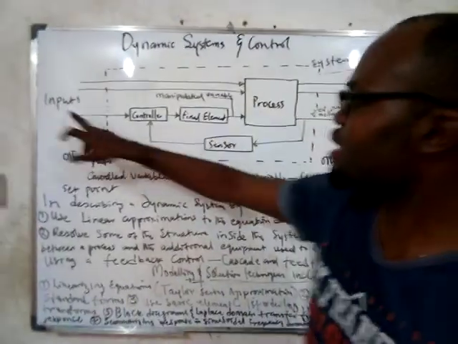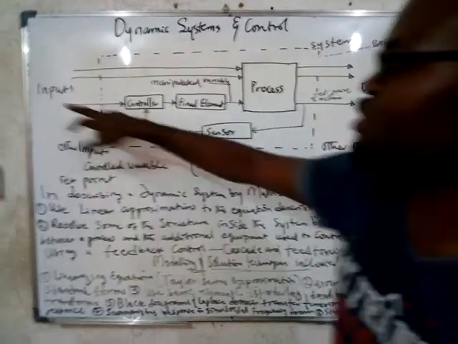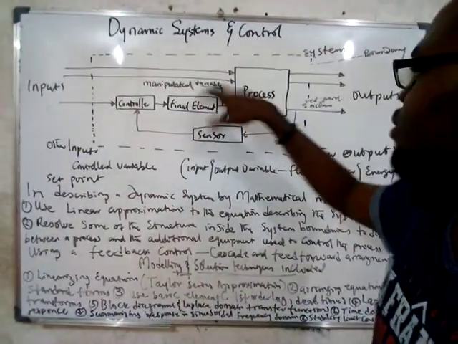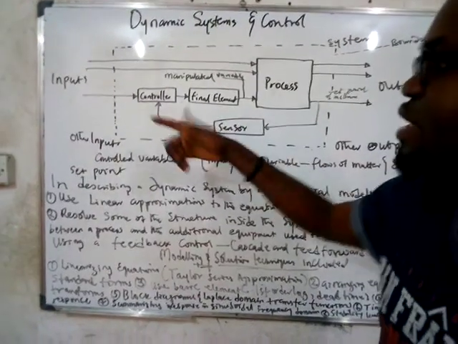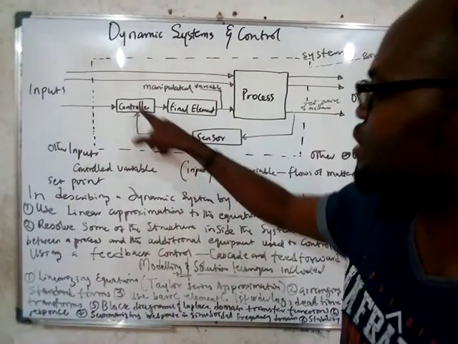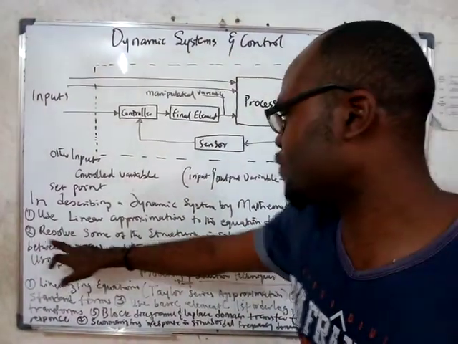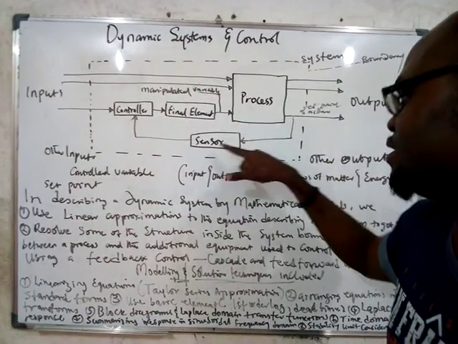So if you can write a mathematical representation of input, what is going on, and the output, you can be able to solve out those variables, get what the input should be, what the output should be, so that you can use them in building your control. Now you also have to resolve some of the structures inside, all these structures that are inside the system.